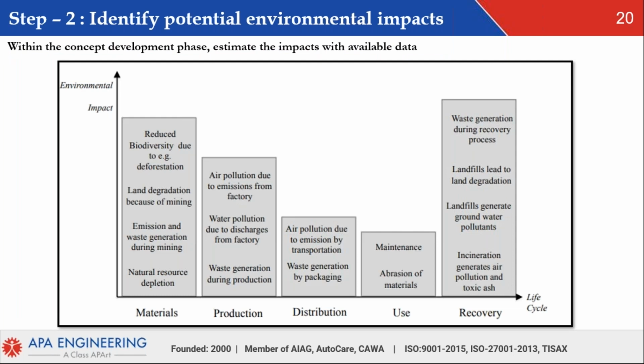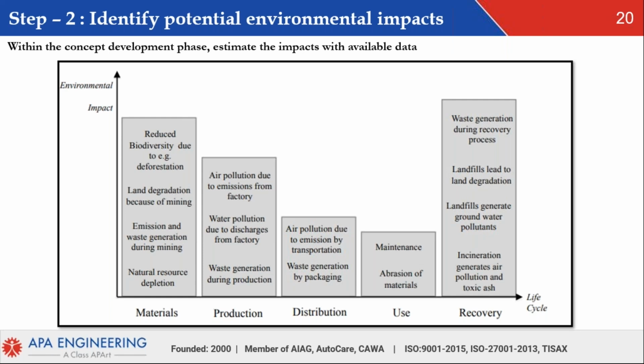After completing the above assessment, we will be able to derive a qualitative analysis chart that helps us in identifying the type and magnitude of each environmental impact resulting from each life cycle stage as shown here. For example, at the material stage, the potential impacts can be reduced biodiversity, land degradation, and natural resource depletion. In the production phase, due to waste generation, the main impacts will be air and water pollution.